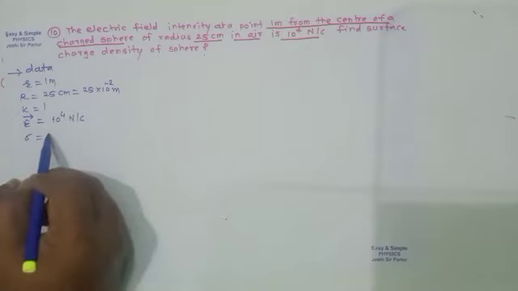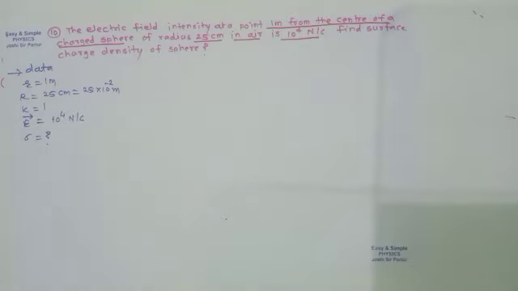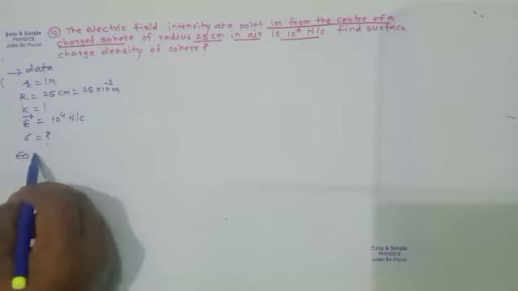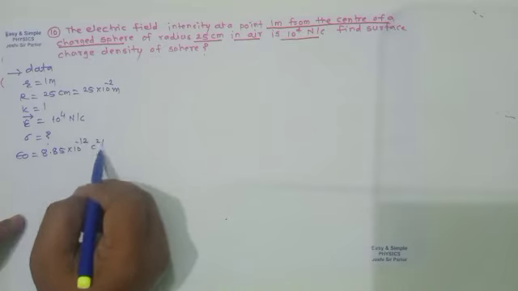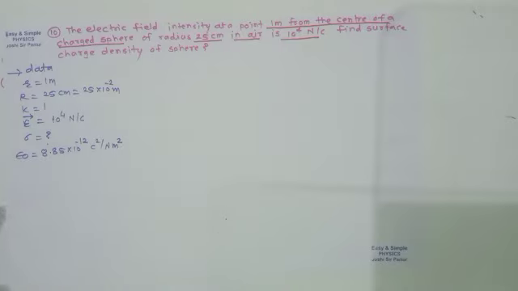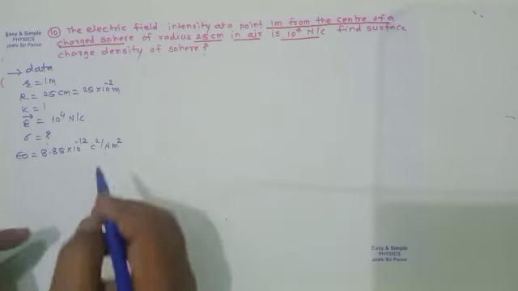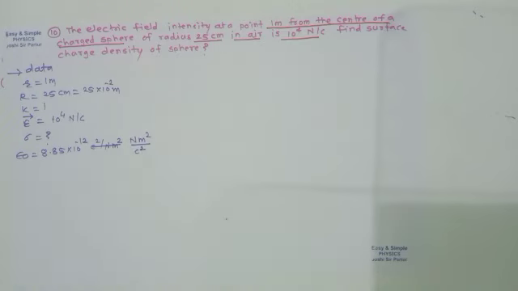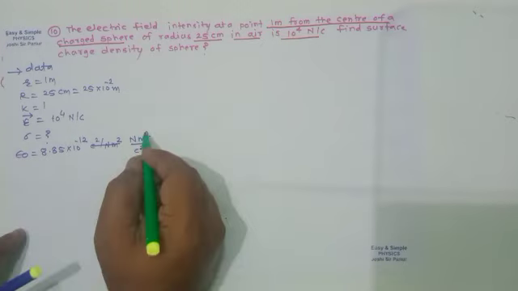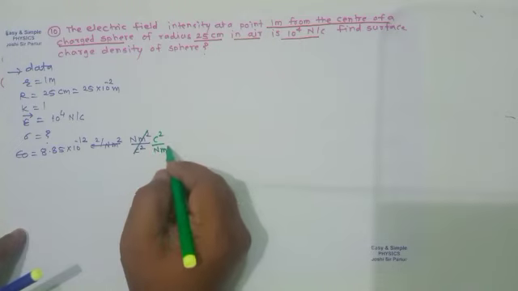Find the surface charge density. Here the given value of epsilon 0 will be 8.85 into 10 raised to minus 12 coulomb square per Newton meter square.